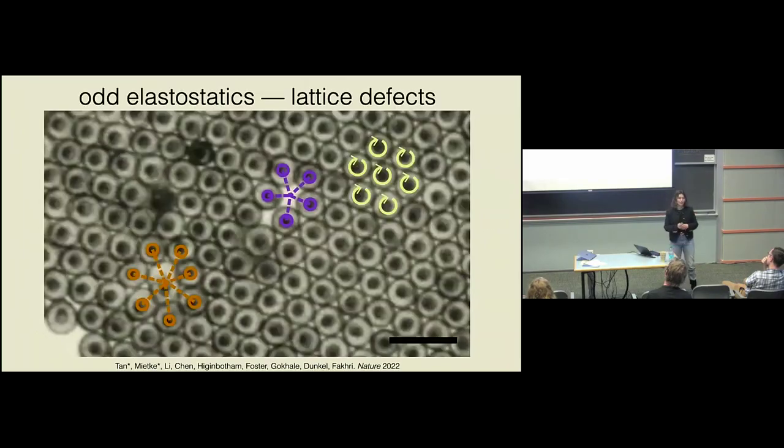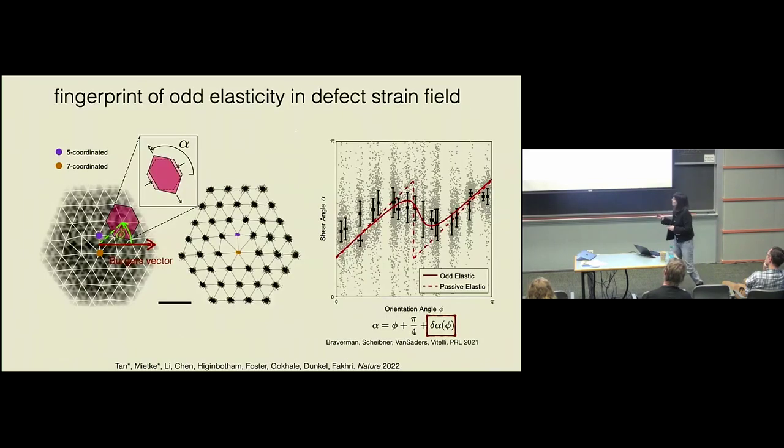Now, this was looking at elastodynamics and seeing this feature of odd elasticity. But we also looked at odd elastostatics, basically by looking at topological defects within the system. You can have 5-7 defects within the system. And if you look at the strain field around the defects, and you parameterize this strain field using two angles with respect to the Burgers vector, the orientation angle as well as the shear angle, again done by Vincenzo and his group.